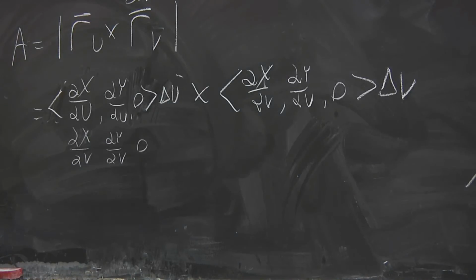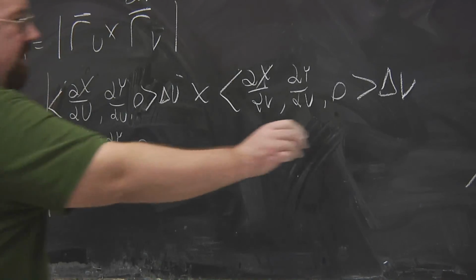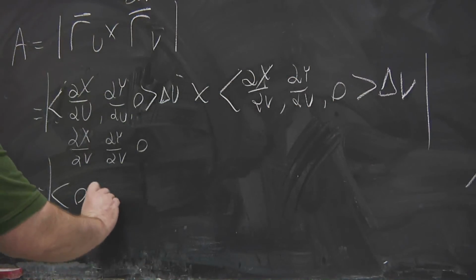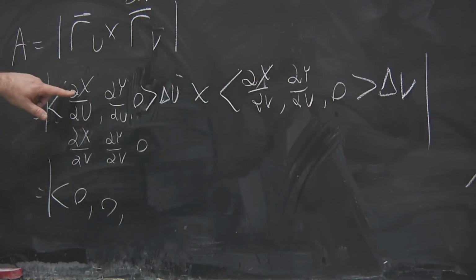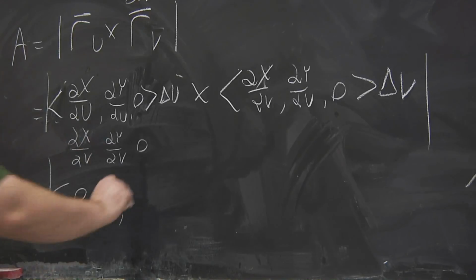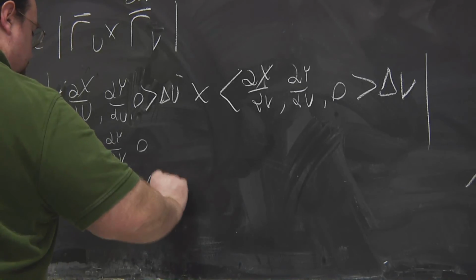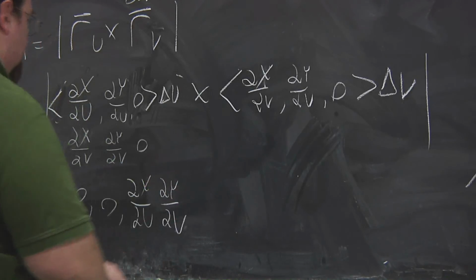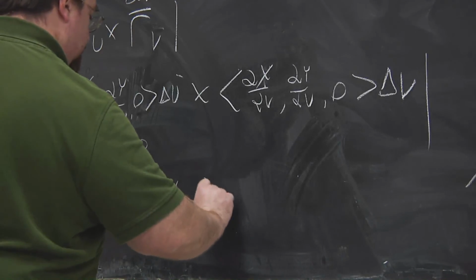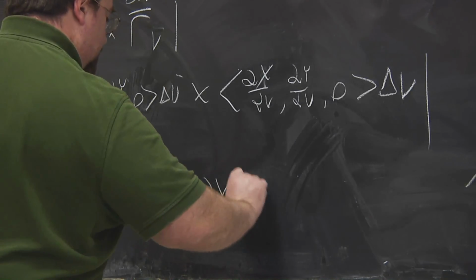But bottom line is we can use it here. So what you end up getting is, we're going to take a magnitude of all this at the end. So you get 0, 0, and then x_u y_v minus x_v y_u.